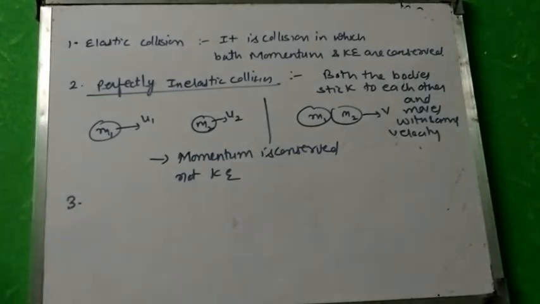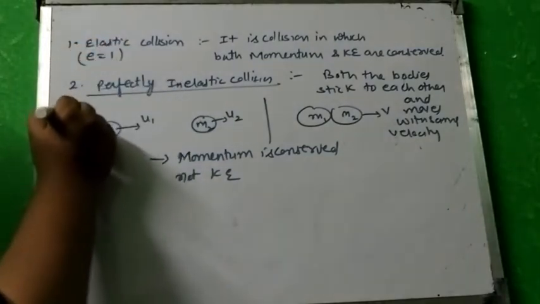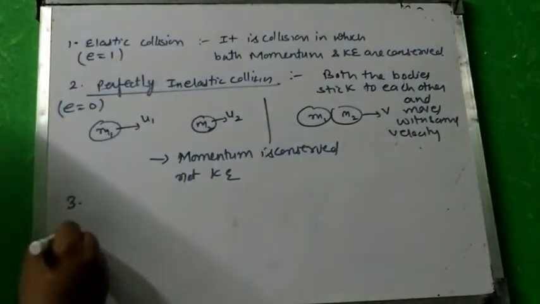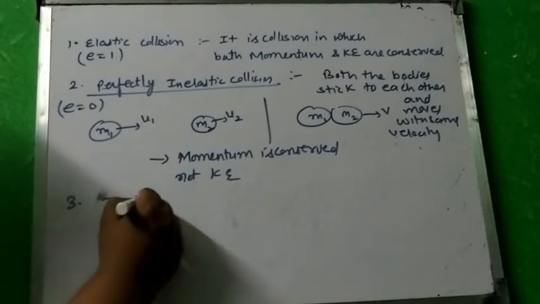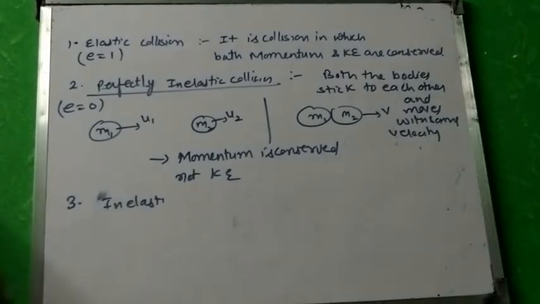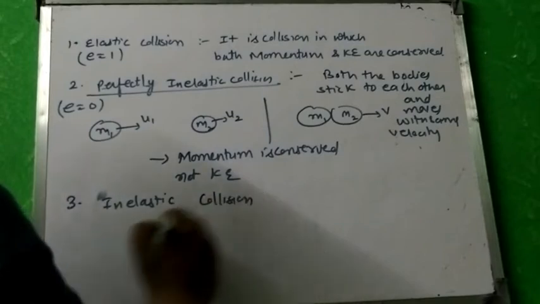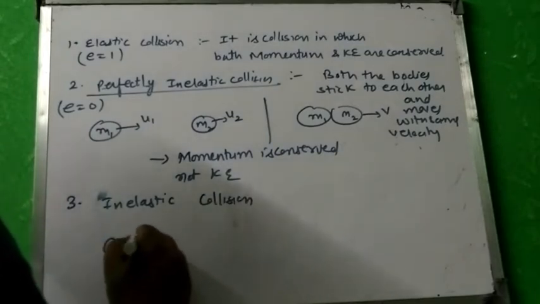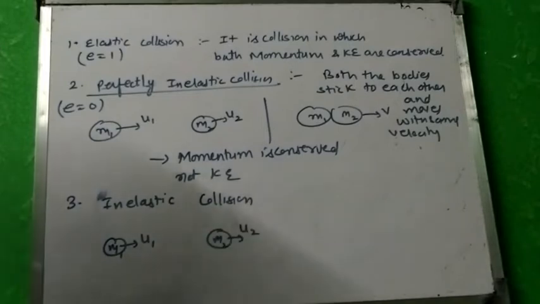थर्ड इज जो जनरल केस होता है जो प्रैक्टिकली पॉसिबल है. For elastic collision E is 1, for perfectly inelastic collision E is 0, and the third is inelastic collision, जैसे आपका प्रीवियस वाले एग्जांपल में हुआ था. In an inelastic collision, just momentum is conserved, momentum and total energy are conserved, not kinetic energy. Kinetic energy is lost.